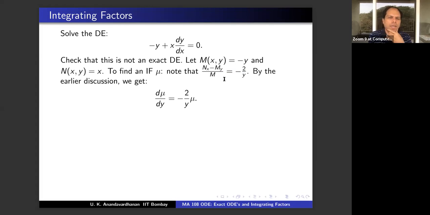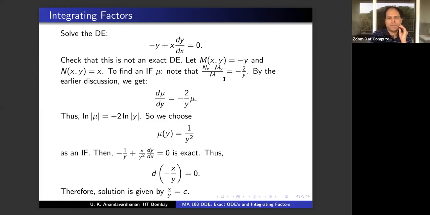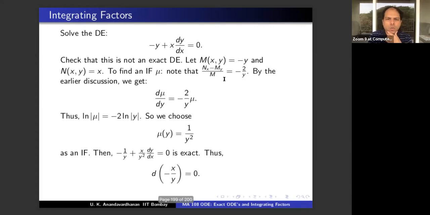So anyway, you get d mu by dy is this, and you got log mod mu is -2 log mod y. So you got mu(y) is 1 by y square. So this is exact, and therefore you solve this. So you got -x by y is a constant. That's same as saying x by y is a constant. Okay, so this is my last slide. I have a few minutes, so let me come back and tell you what I left here.